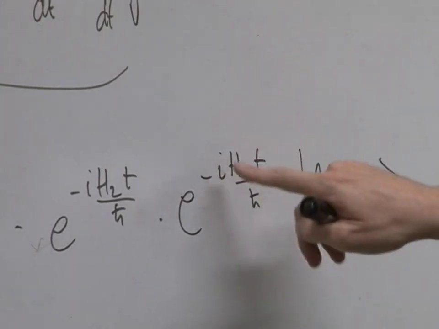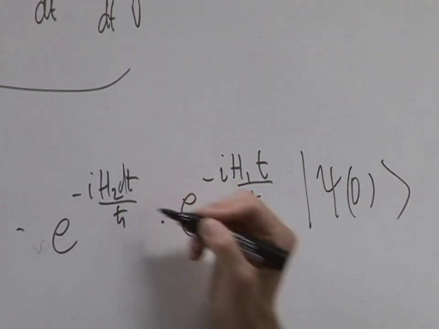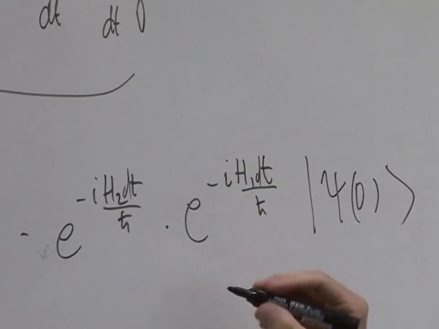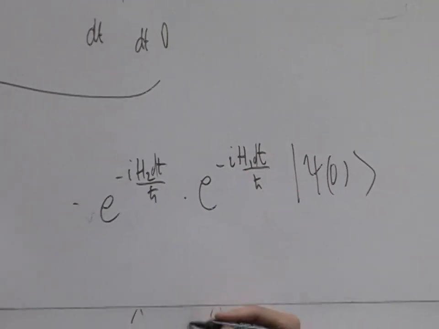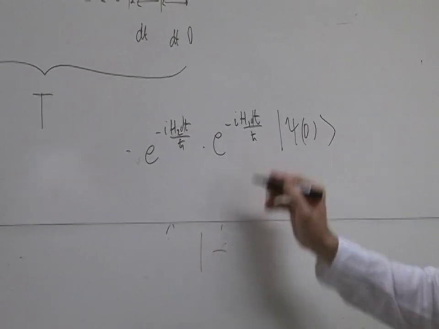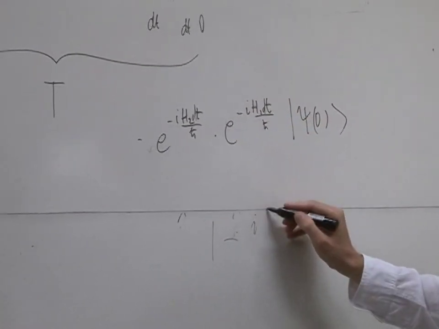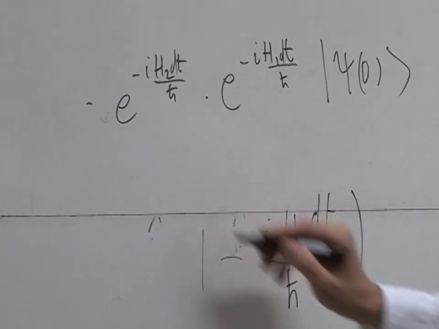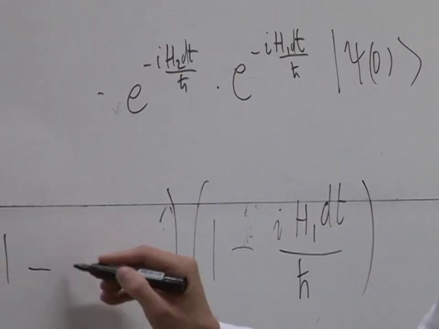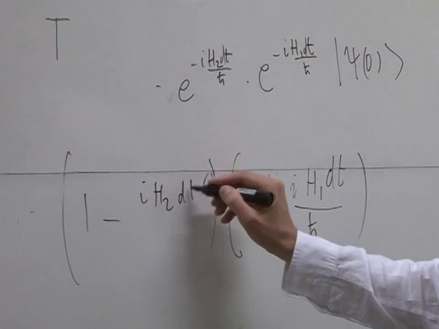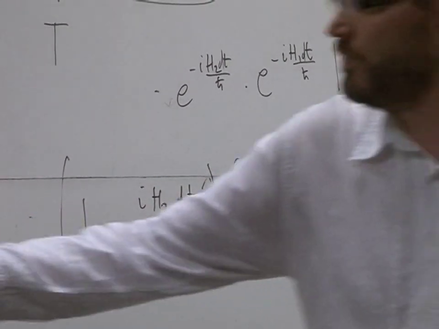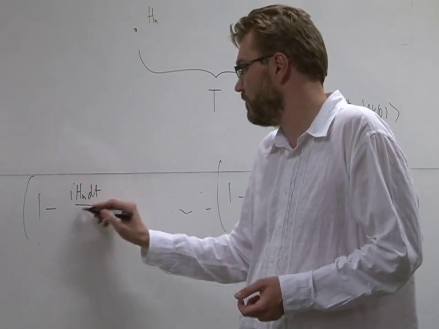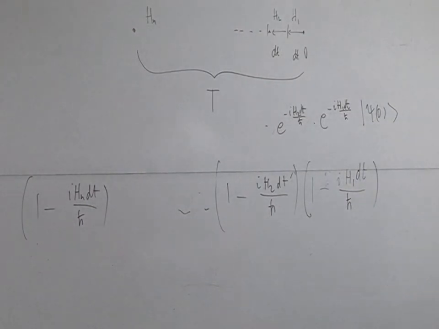Now, because delta t is small, what I can do is expand each of these. It's again the Taylor expansion: 1 minus i H1 delta t over h bar is the first bit. The second bit is 1 minus i H2 delta t over h bar, and then 1 minus i Hn delta t over h bar. Okay?